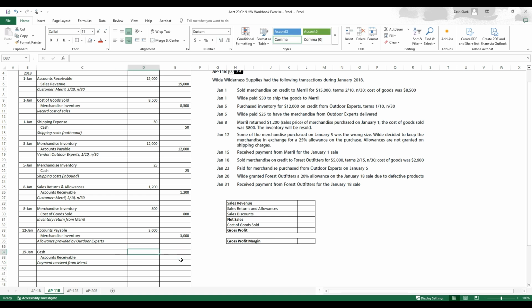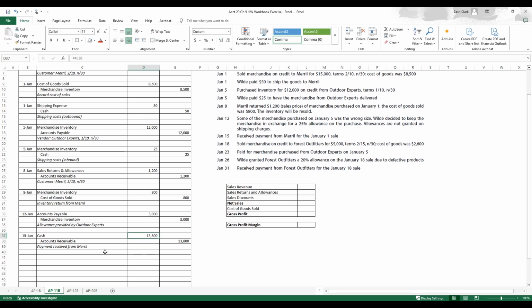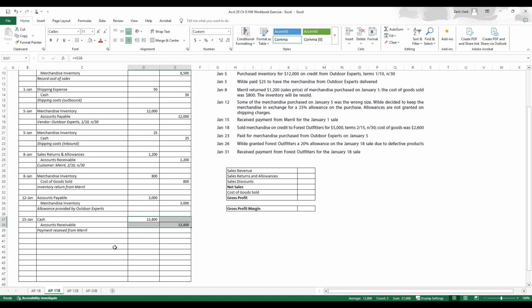Let's delete those out. Okay, so the amount of payment they're actually paying us at this point, right? It would have been $15,000, but they had a return of some of the merchandise here. So it was originally $15,000, but then we reduced it by $1,200 because they returned some of the inventory. So what we're basically receiving in cash at this point is $13,800, which would be the outstanding amount of receivable that we were owed by Merrill at that point. Okay, so we're on to the next transaction, I believe. Yep, all good there.